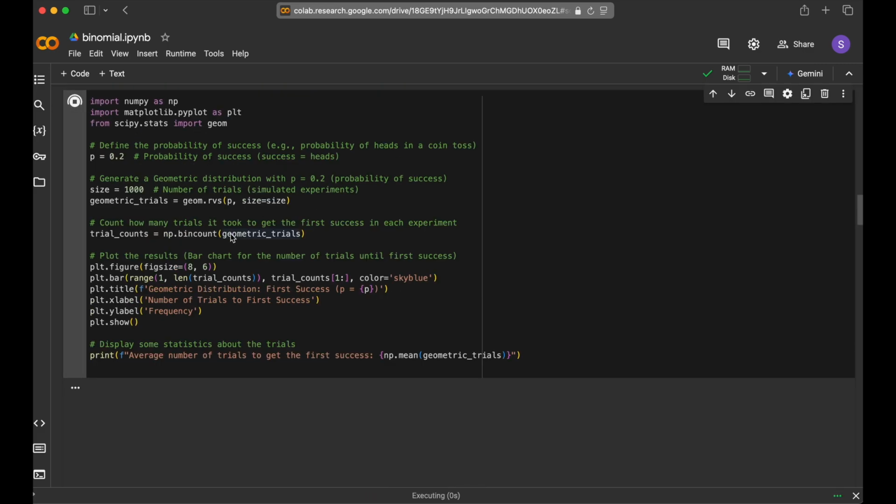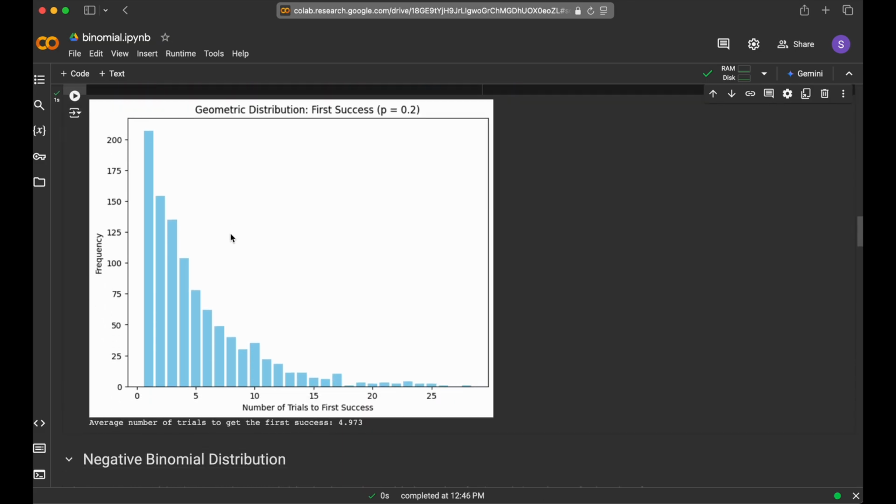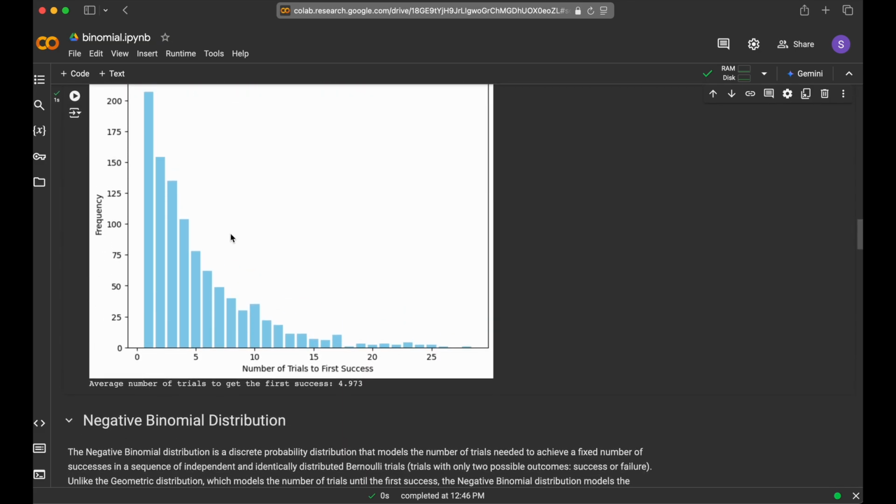The average number of trials to get the first success is 4.97. This is a simulated result, since we are generating 100 random trials. This means the simulated average might be slightly higher or lower. The theoretical mean value is closer to 5. This is the average number of trials needed for the first success, a little higher, but this is the theoretical value.